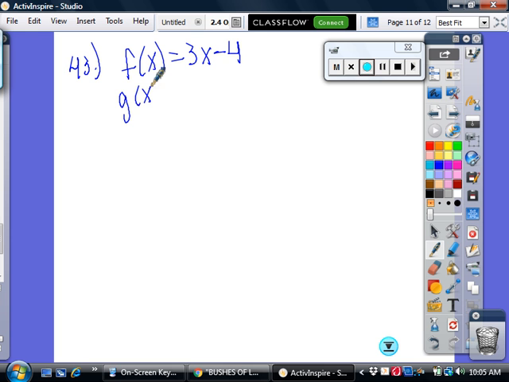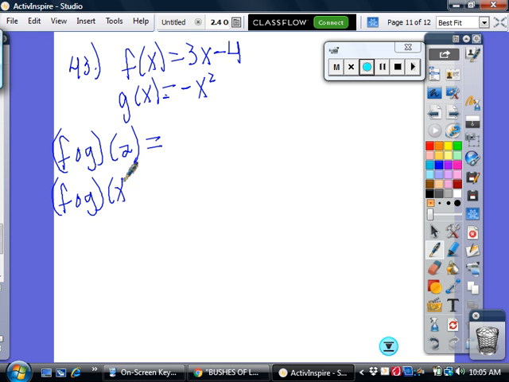And g of x is negative x squared. Now we're told to find f∘g evaluated at 2. I'm going to show you 2 ways to go about this. Just to practice, because it's what we've done today, find f∘g. Just find plain old f∘g. In other words, plug g into f. See what you come up with.